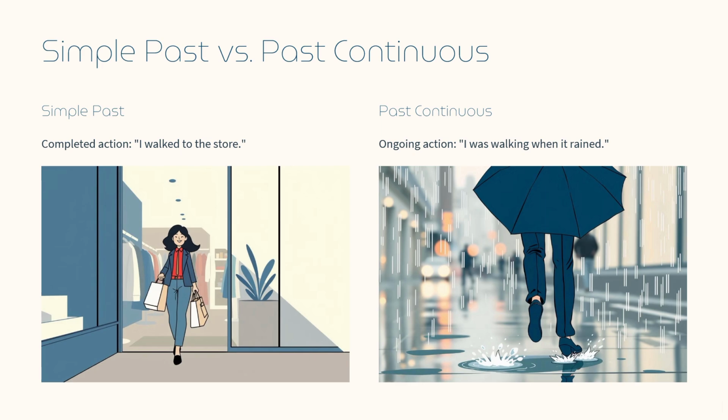The simple past is used for actions that are completed and have no direct connection to the present. So for example, I walked to the store. It's a straightforward statement of fact about something that happened in the past. On the other hand, the past continuous is used to describe an ongoing action that was happening at a specific moment in the past. So for instance, I was walking to the store when it started raining. Notice how this form emphasizes the duration or background action, and understanding the difference between these two is important when you're describing events, especially in the speaking part 2 or writing narratives.